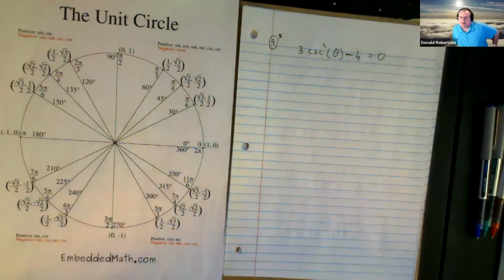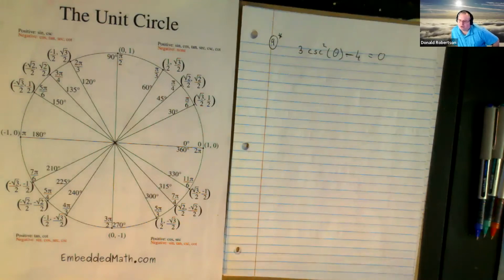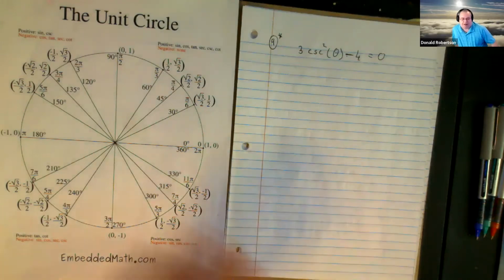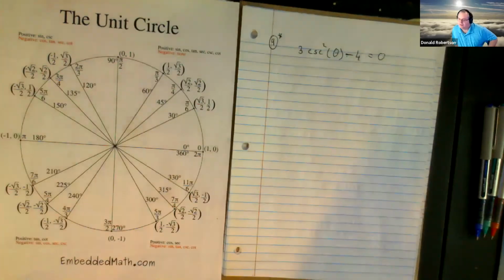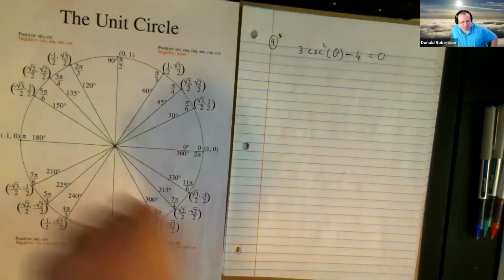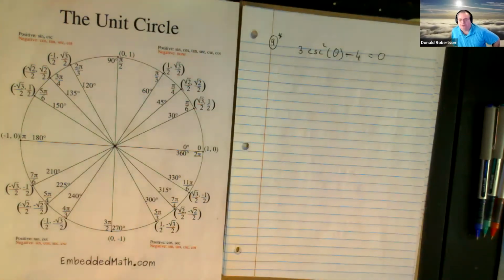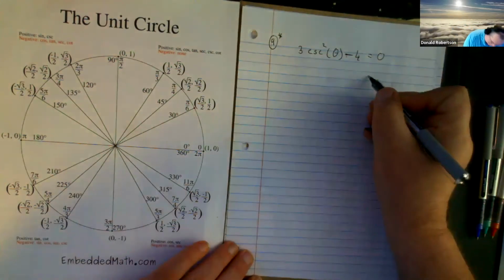What do you do if you get a trig equation that uses secants, cosecants, or cotangents, the guys that are not in your unit circle? The unit circle's really not designed well for those things. Well, let me show you my approach.